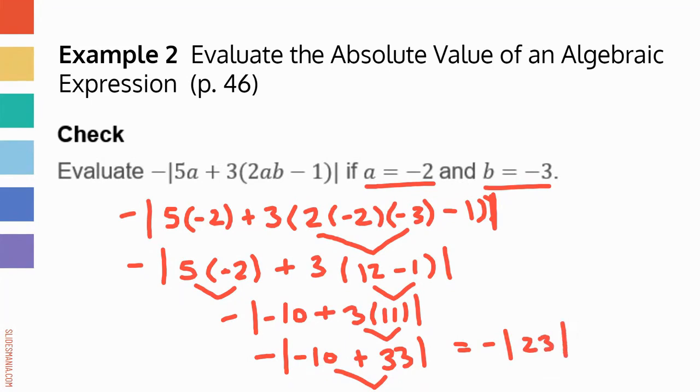Okay, so then the absolute value of 23 is 23. But we have this negative, so that means our answer is going to be negative 23. So the absolute value was not negative, the absolute value was positive, but because we had that negative outside, we had to include that.